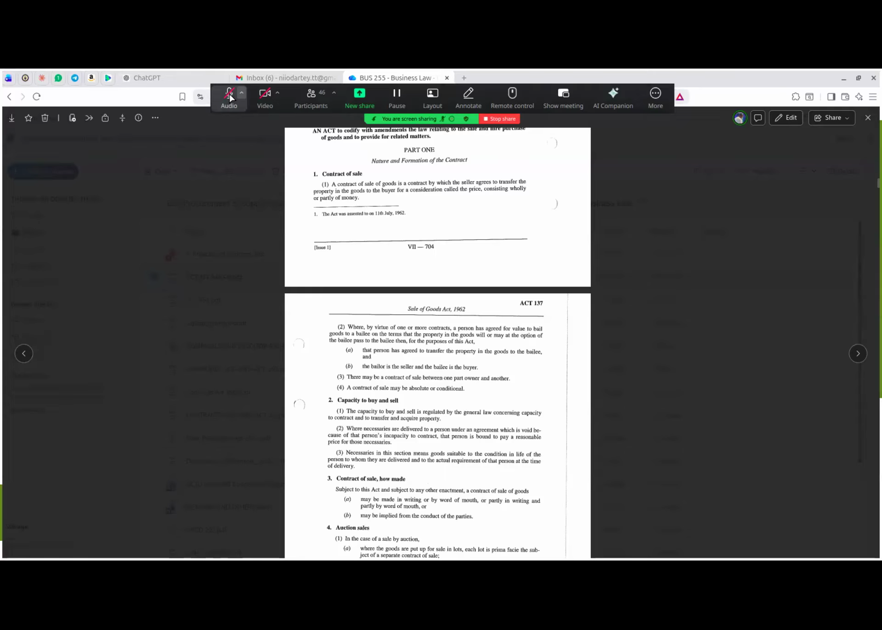Okay. Section 1, contract of sale. A contract of sale of goods is a contract by which the seller agrees to transfer the property in the goods to the buyer for a consideration called the price, consisting wholly or partially of money.